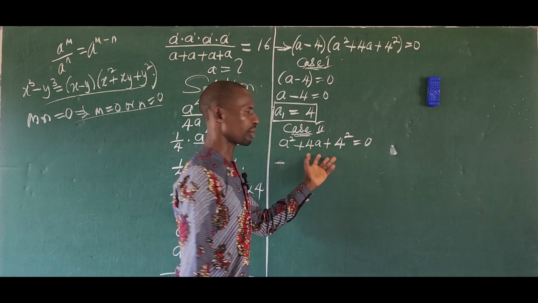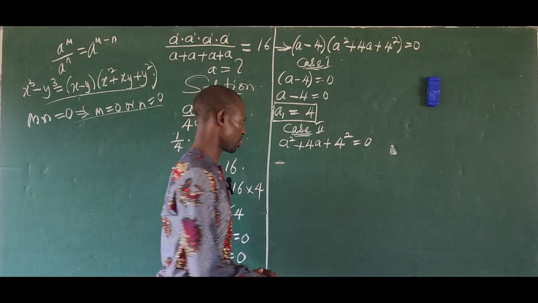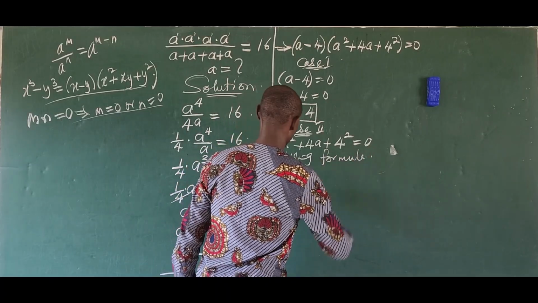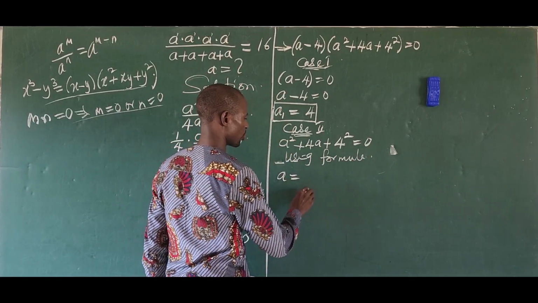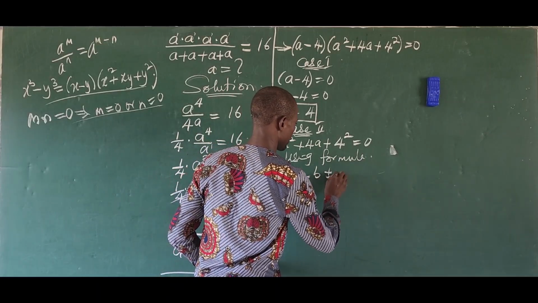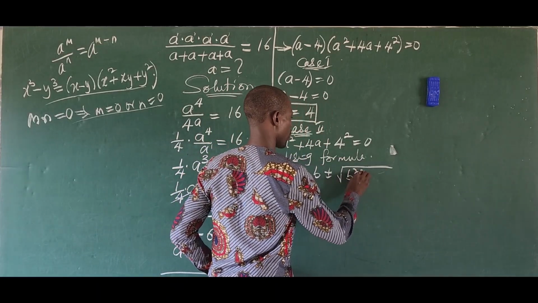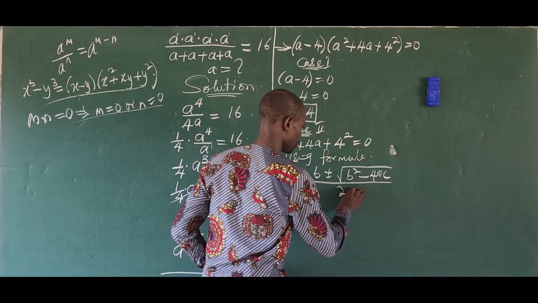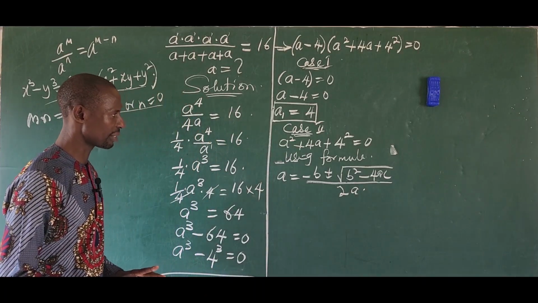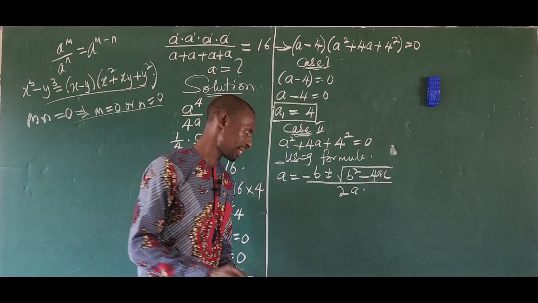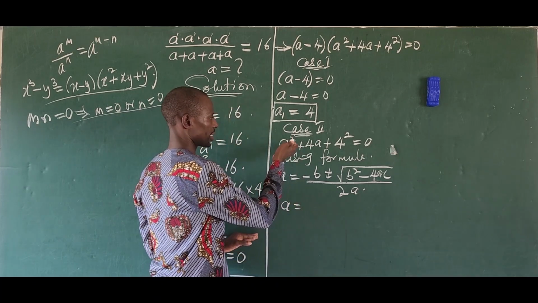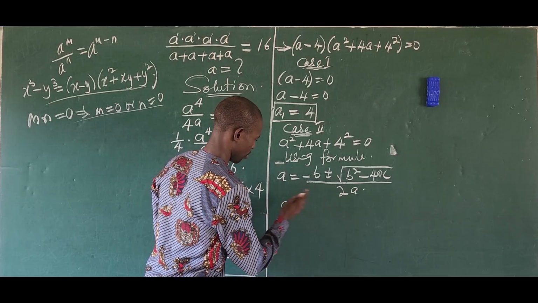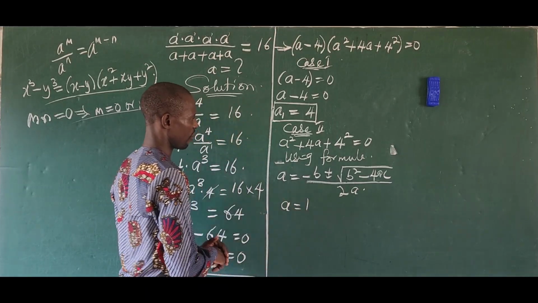All right, so this is a quadratic equation. We're going to use the formula method. So using the formula method, we have A is equal to minus B plus or minus the square root of B squared minus 4AC, everything all over 2A. So let's quickly bring out the values of A, B, and C. Our A is the coefficient of A squared, which is equal to 1.